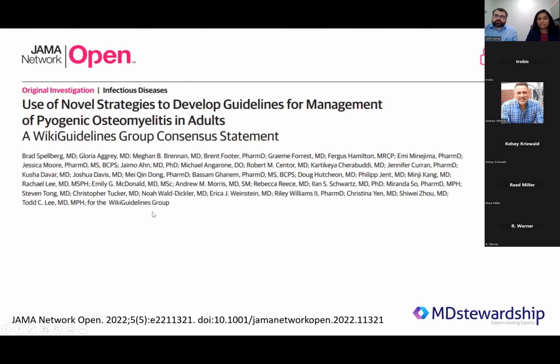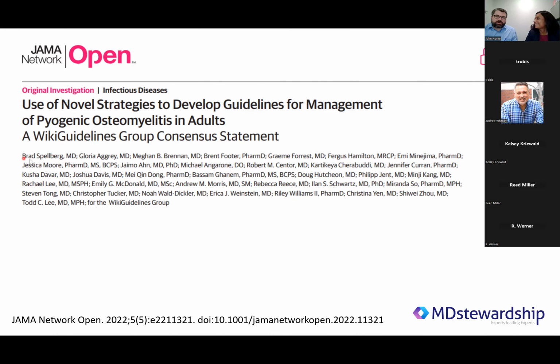So this was a recent study published in 2022. The first author is Brad Spielberg. He's one of my idols. He's pretty amazing. They looked at national guidance, and international guidance as well. A large group of experts got together, used novel strategies, and developed guidelines for management of pyogenic osteomyelitis in adults, so infected osteomyelitis. They came up with some consensus.